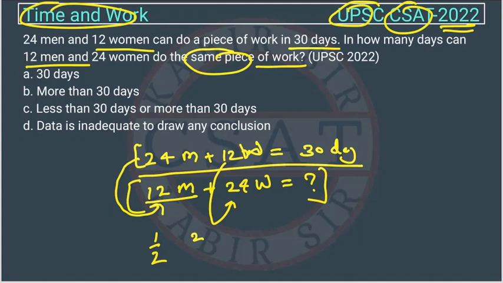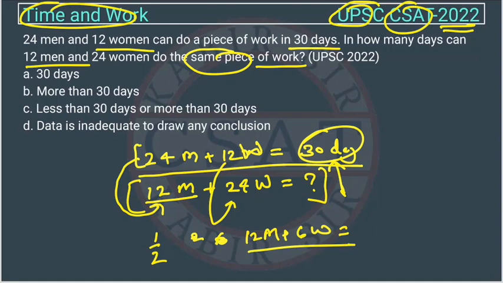But suppose this would have been 12 men plus 6 women. So what would have been the answer? The answer would be double of this, right? Because we reduce the workforce. So it will get doubled here, because the workforce is just half of the previous one, right?